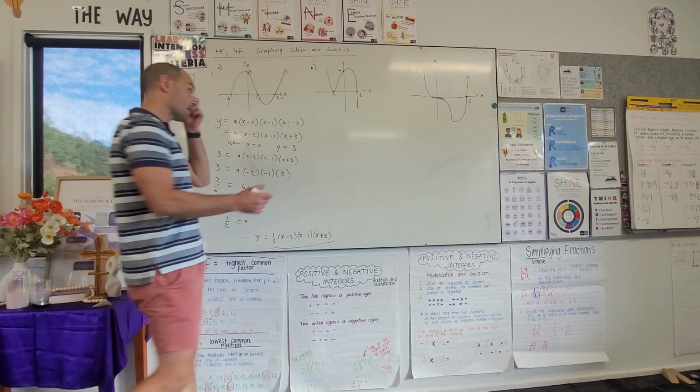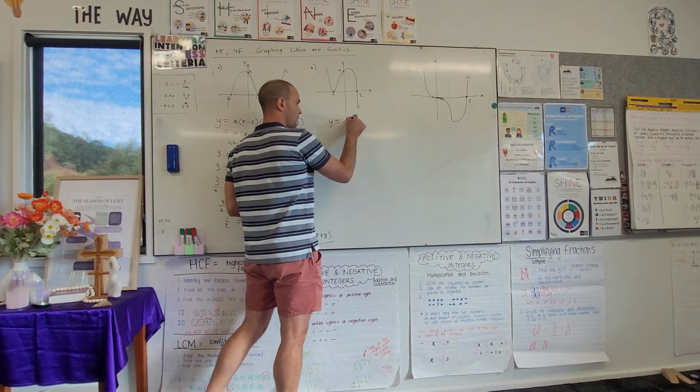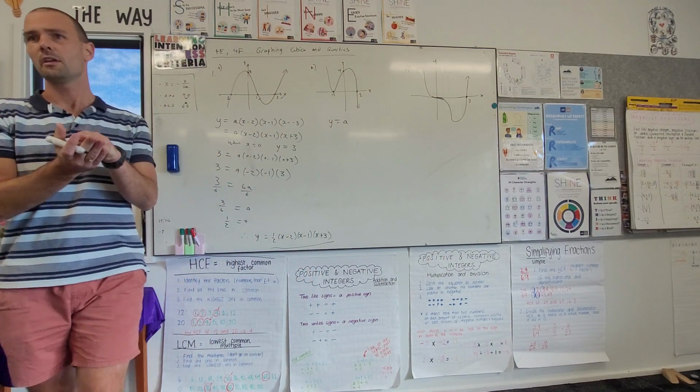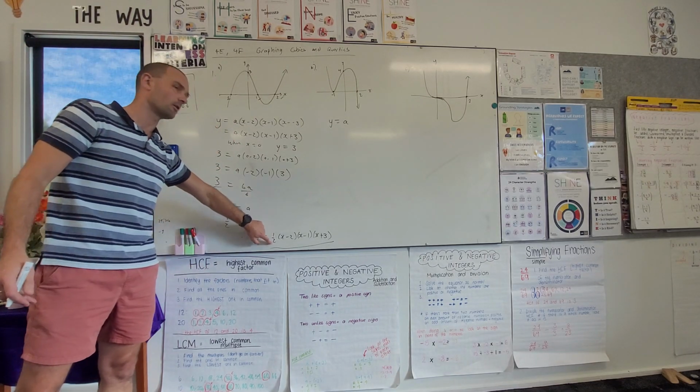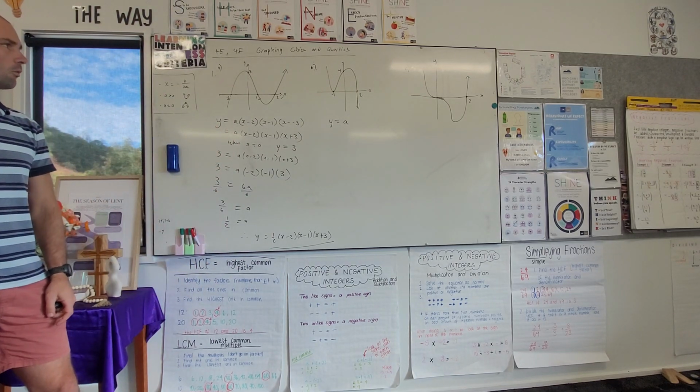Okay, on to B. We'll always start with y equals a out the front. That's what we call our dilation coefficient, because it's going to stretch it or compress it. Here we have a dilation coefficient of +1/2. Y equals a.